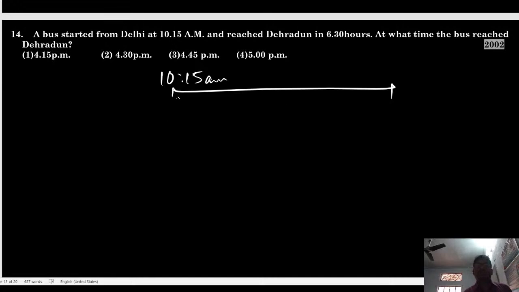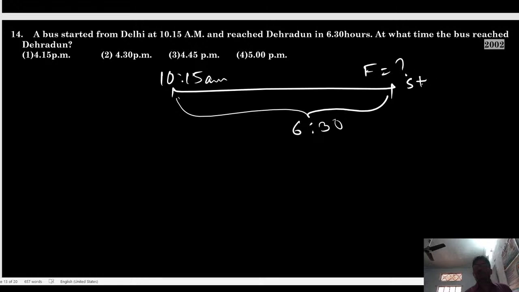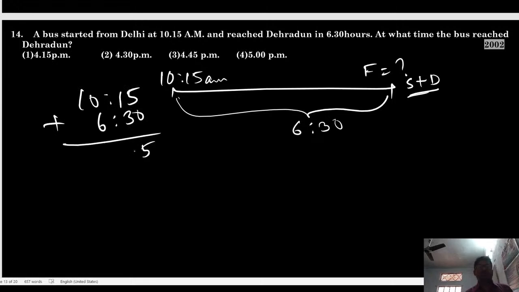This is the duration of time, 6:30 hours. So we have to find the finishing time. Finishing time is equal to starting time plus duration of activity. So this is the formula. 10:15 plus 6:30 gives 16:45.